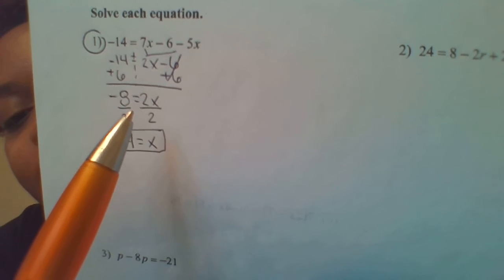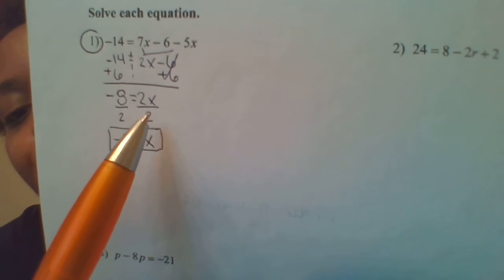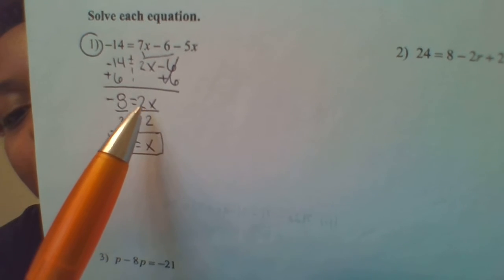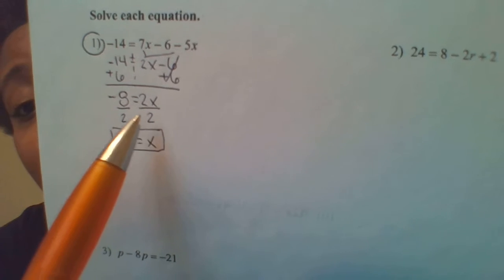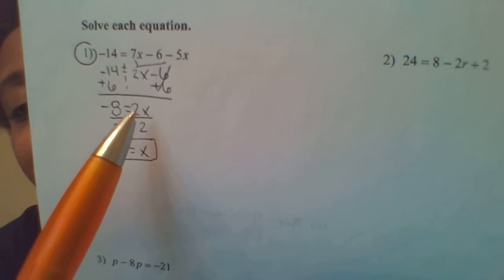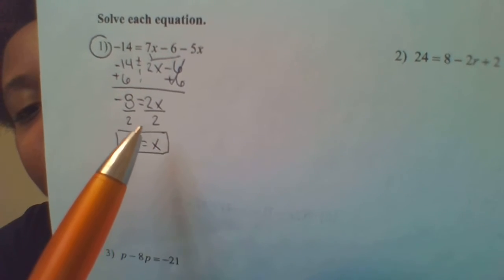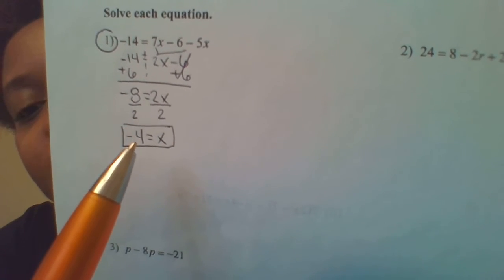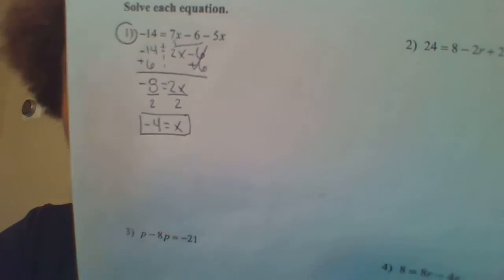Lastly, to get x by itself, we want to use inverse operations. We're going to divide both sides by 2 because when a number is next to a variable, that is multiplication. So the opposite of multiplication is division. So we're dividing both sides by 2 to cancel this 2, as well as keep the equation balanced. 2 divided by 2 gets us 1. 1 times x is just x. Negative 8 divided by 2 gets us negative 4. So our final answer for this first equation is negative 4.